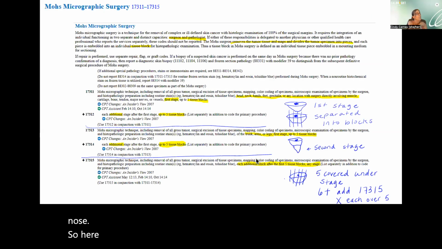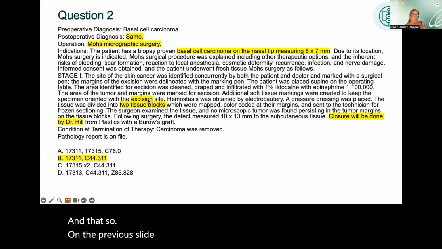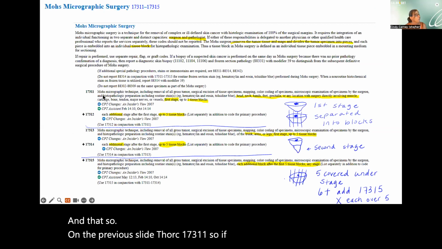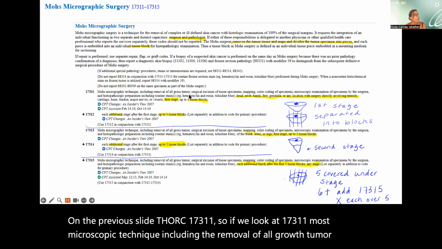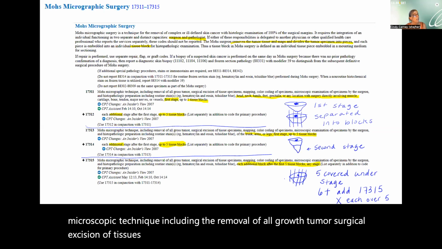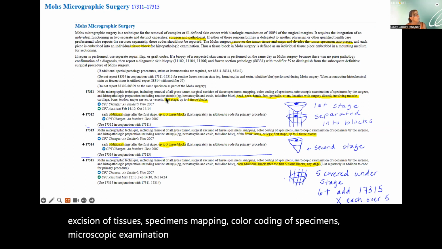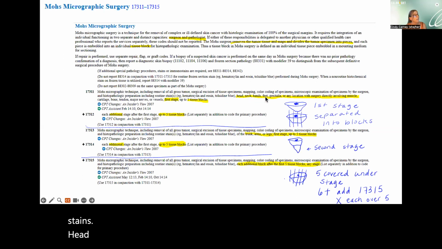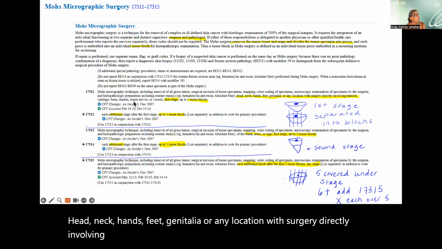So here we see the rationale. On the previous slide, we had 17311. So if we look at 17311, Mohs microscopic technique, including the removal of all gross tumor, surgical excision of tissues, specimen mapping, color coding of specimens, microscopic examination, and histological preparation, including routine stains, head, neck, hands, feet, genitalia, or any location with surgery directly involving muscle, cartilage, bone, tendon, major nerve, or vessels.